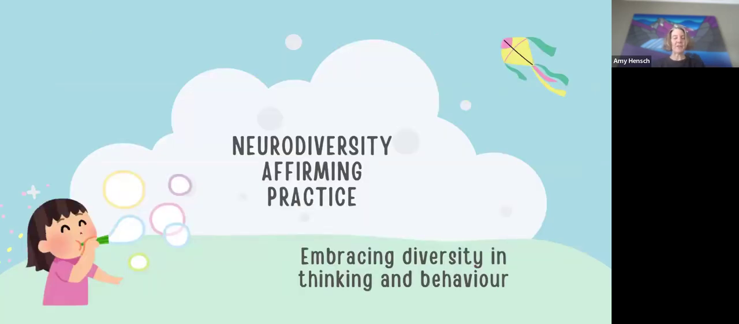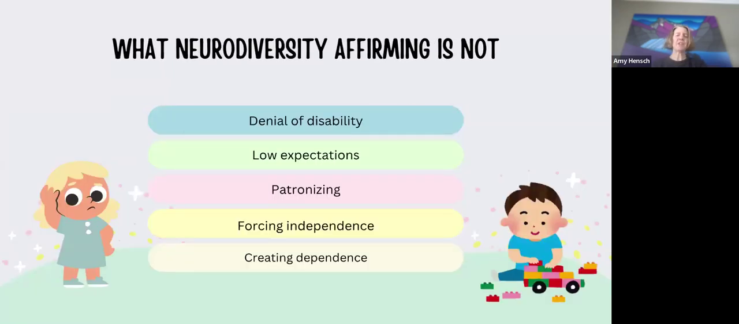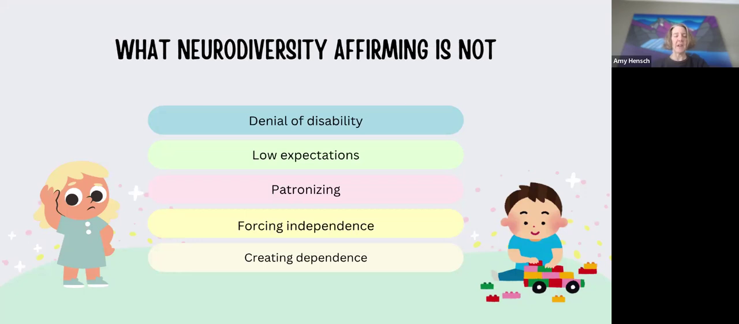Here we go into neurodiversity affirming practice. So, neurodiversity is not denying that a child needs supports or has a disability. It's not having low expectations and thinking whatever goes. It's definitely not patronizing. It's not forcing kids or adults to be independent or putting independent goals on top of other goals. And it's not creating dependence either.